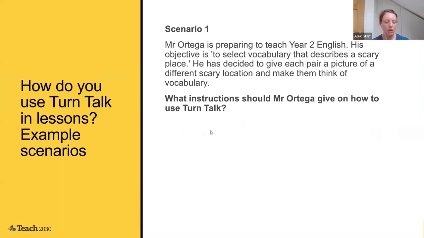Now, if you've got any ideas, what I'd like you to do is to type them into the chat for me. So he would like his students to use turn and talk at some stage in this lesson. What instructions should Mr. Ortega give on how to use turn and talk? If you've got any ideas, just put them straight into the chat for me. I'll let you have a think.